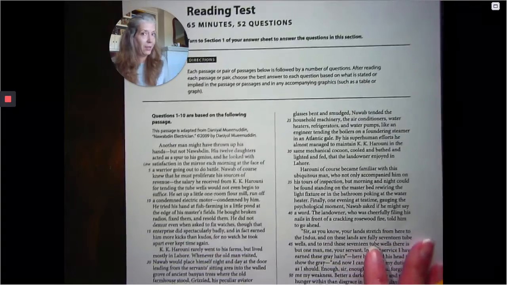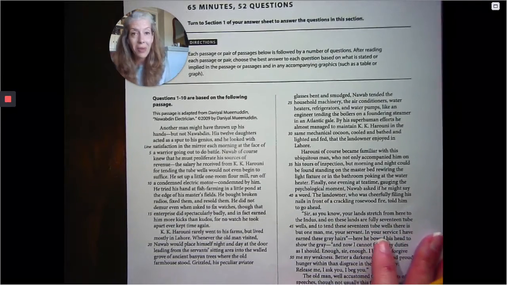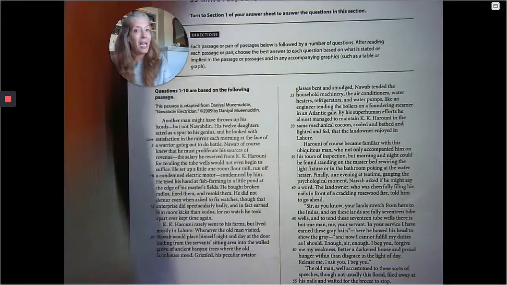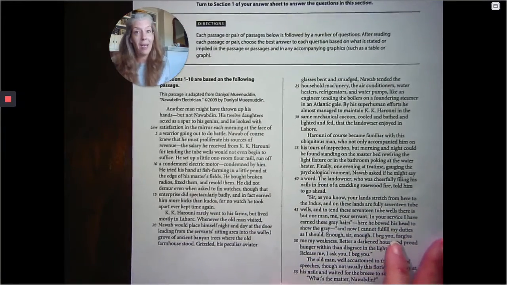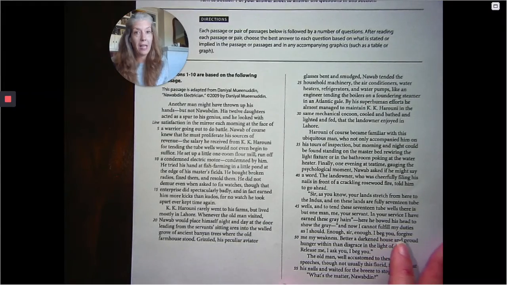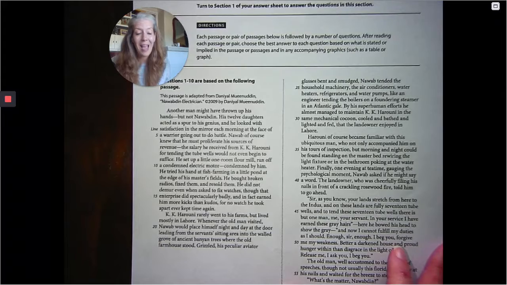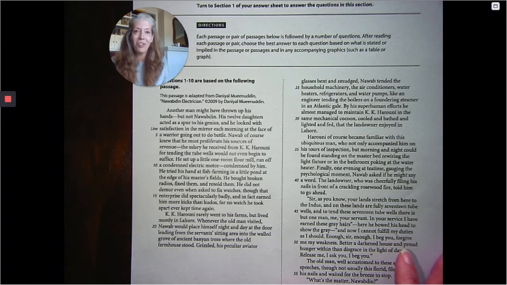If you're going to commit to doing that, then you have to commit to doing that. As always, I don't want you to look back anymore. I want you to read it one time and then use your strategies to answer the questions.